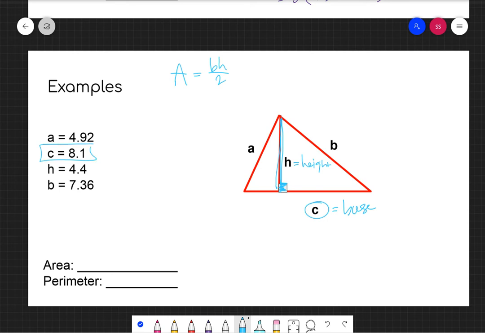Now, since we are given the information, we can actually find the area. And we want to use C and H for that. And we would just substitute what we know into our formula. So base times height, in this case, would be 8.1 times 4.4. And then we would divide it by 2. So if we were to do that, 8.1 times 4.4, we get 35.64 divided by 2 because it's not a rectangle, it's a triangle. And we get our area of 17.82 square units.